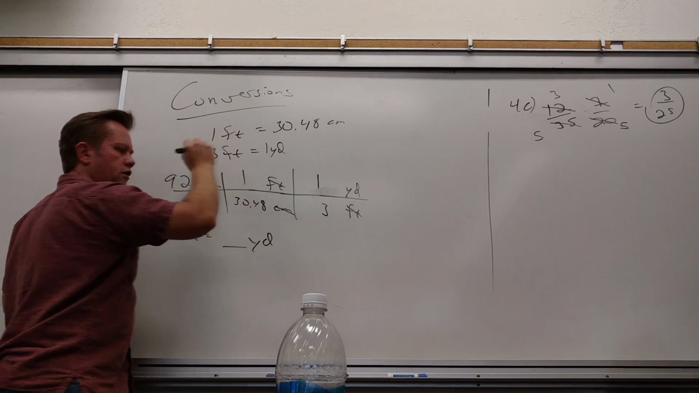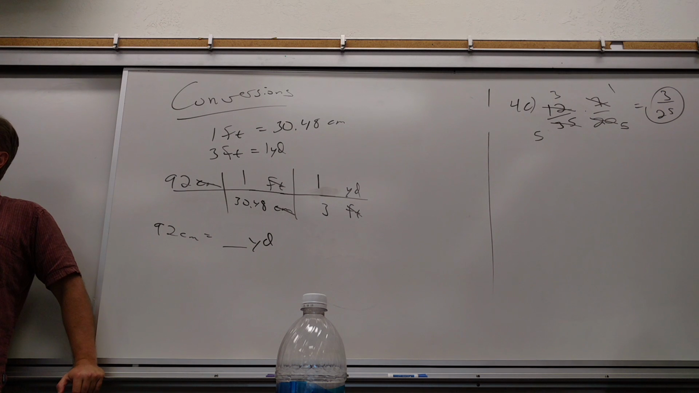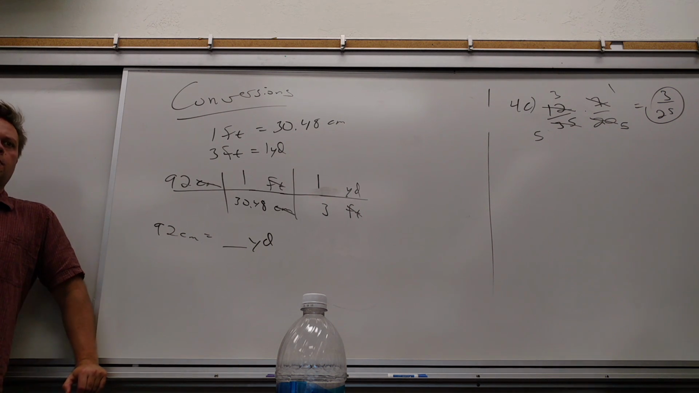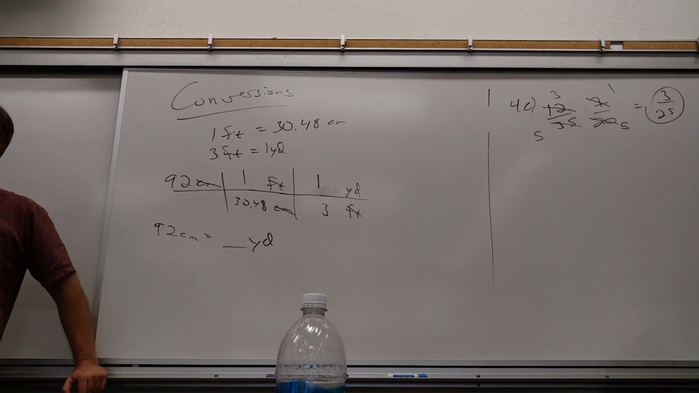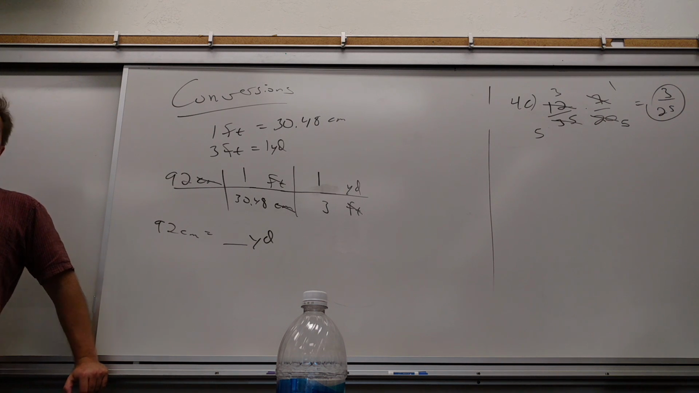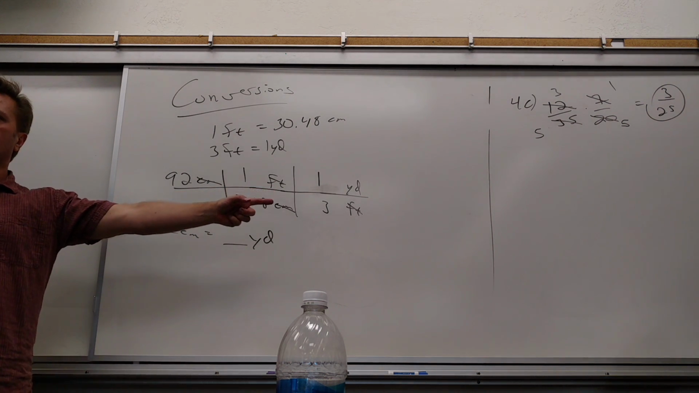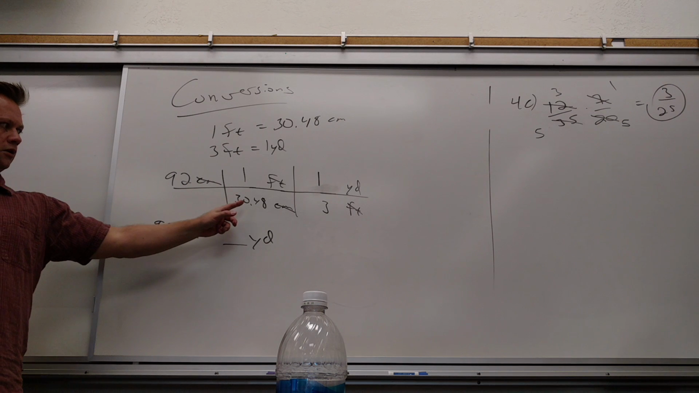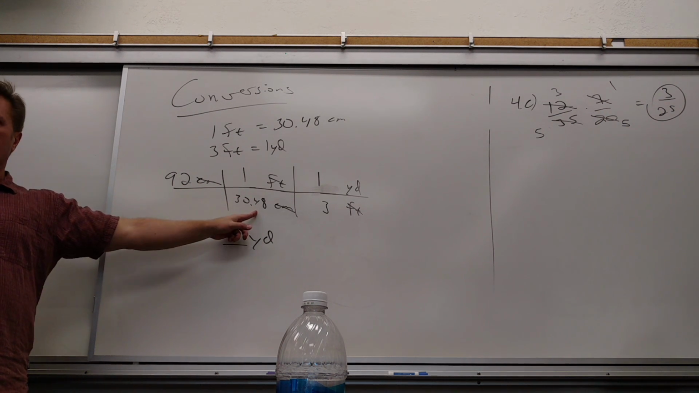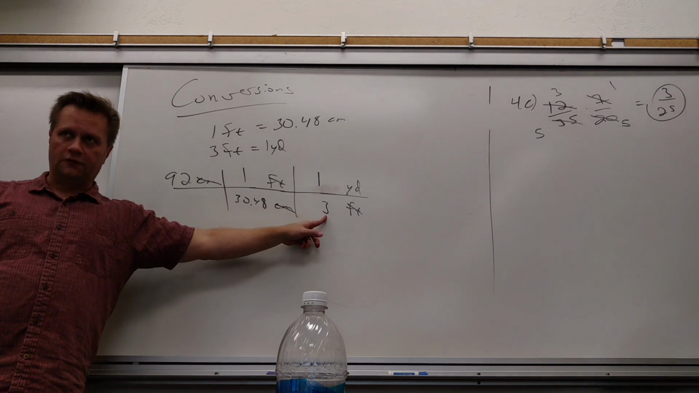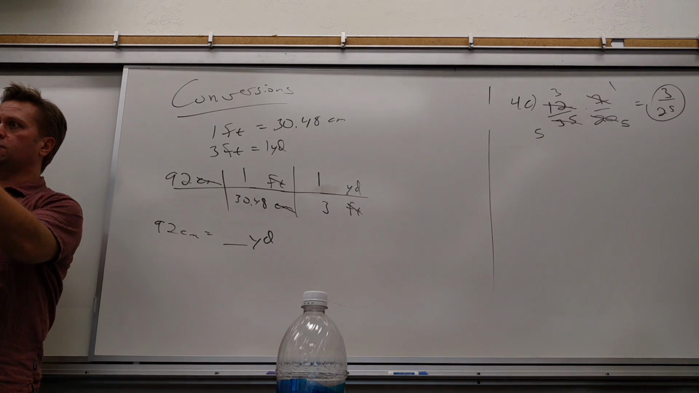3 feet for every 1 yard. There's a definite place they go. That's the beauty of putting the unit first, because then you know exactly where to put the numbers. You put the numbers with the right unit. And now you just do what this says to do. What does it say to do? 92 divided by 30.48 divided by 3. That's exactly how you can put it in your calculator.